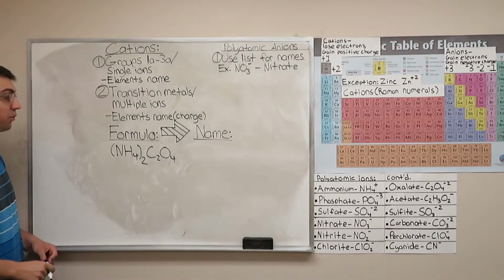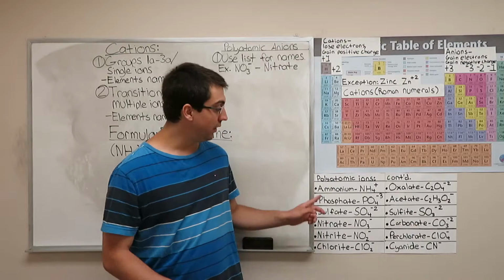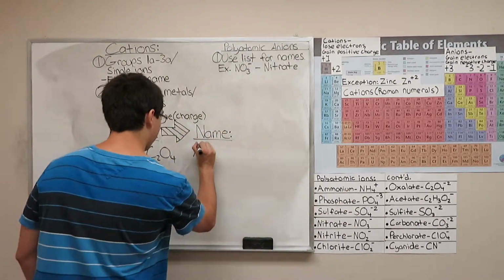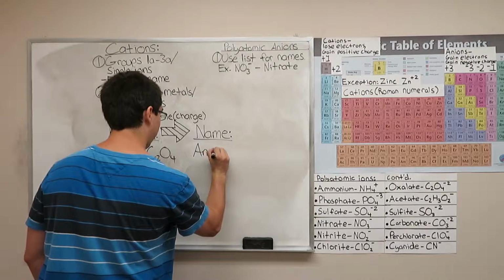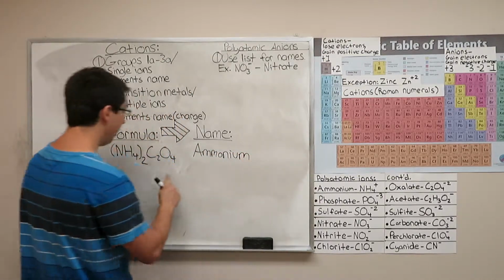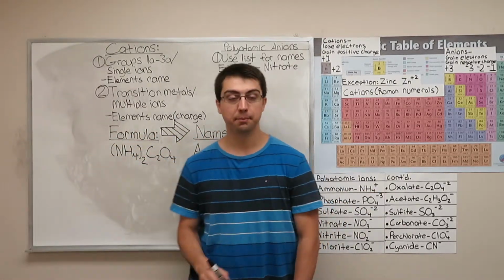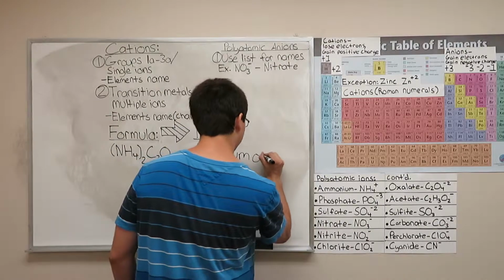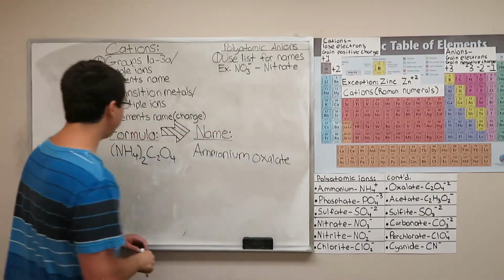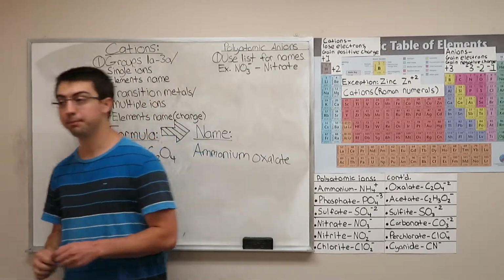Our formula is (NH4)2C2O4. NH4 is a polyatomic cation, and if we look at the list, it stands for ammonium. We have C2O4, and C2O4 stands for oxalate. And the name for (NH4)2C2O4 is ammonium oxalate.